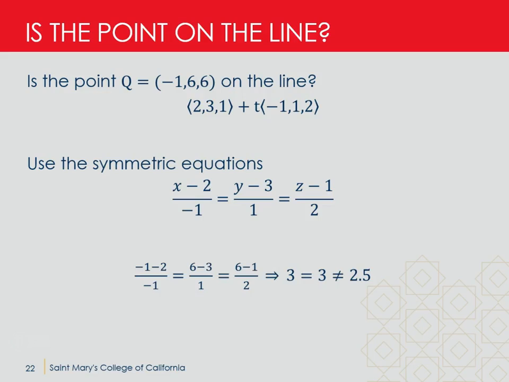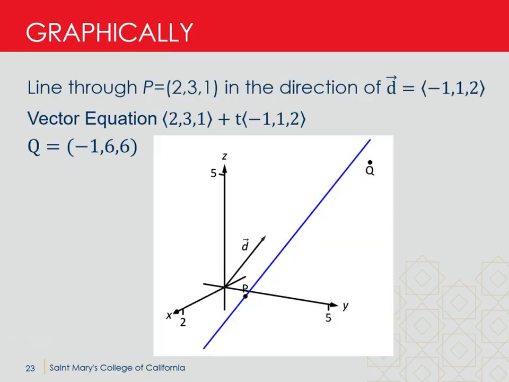So we plug in (-1, 6, 6). And what do we get? Well, in the first case, we get 3. In the second case, we get 3. In the third case, we get 2.5. The only way that point could be on that line is if all three of those were equal, which they are not. So that point is not on that line, is our conclusion.